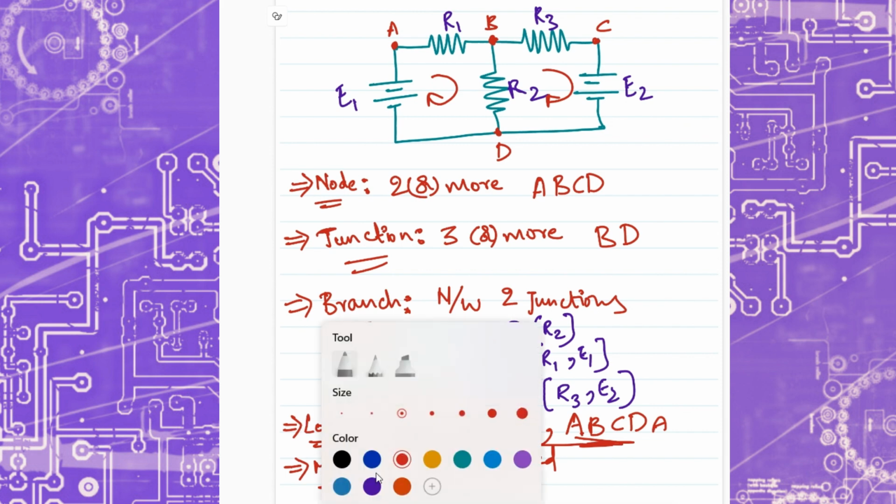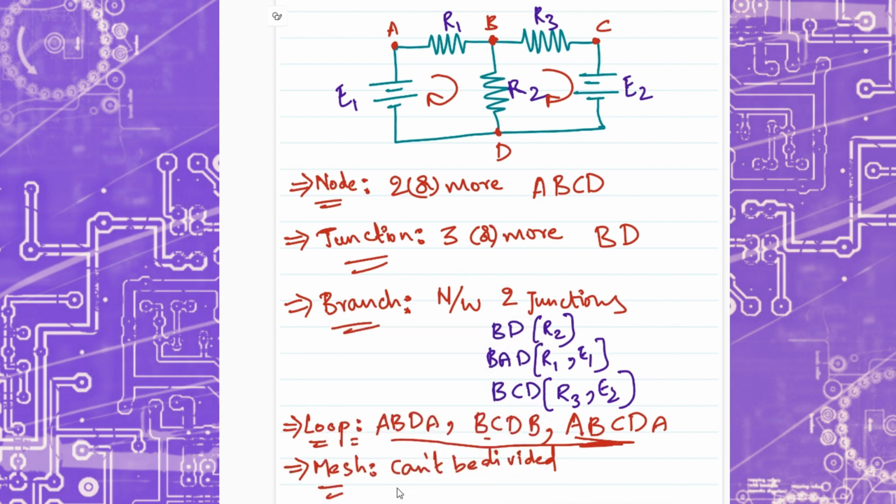I'll also write down here what the meshes are from the above example. ABDA is one of the meshes, and BCDB is the other mesh. Yes, and similarly nodes and junctions. All junctions are nodes, but all nodes cannot be junctions. These are some of the basic terminology that we use in electrical networks.